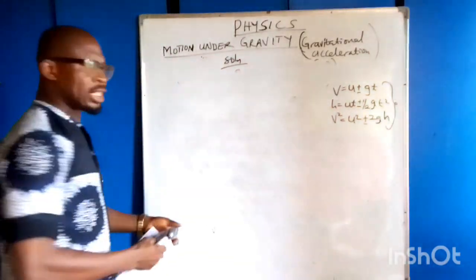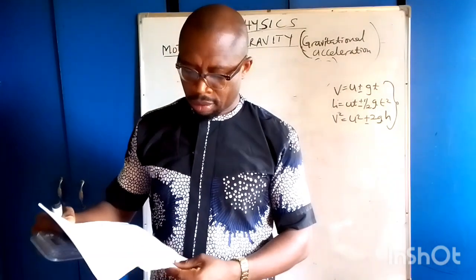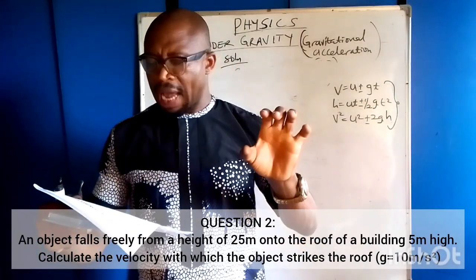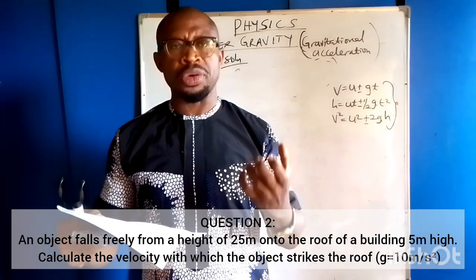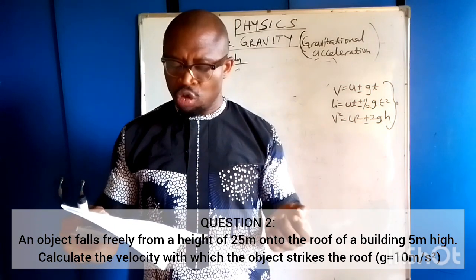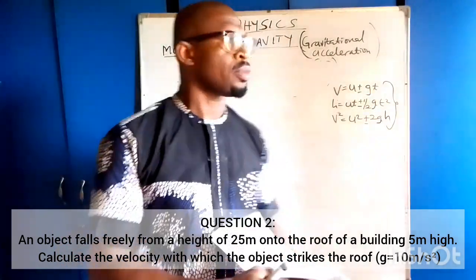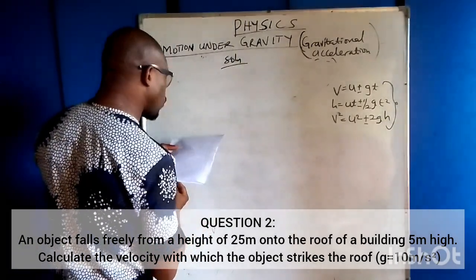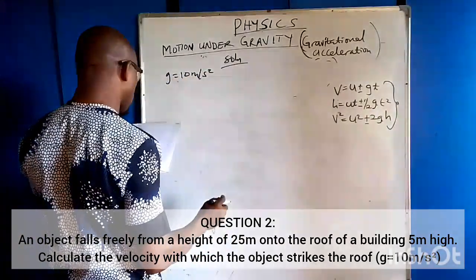Now the next question says, an object falls freely from a height of 25 meters onto the roof of a building 5 meters high. Calculate the velocity with which the object strikes the roof. The object falls freely, and of course g is given to be 10 meters per second squared.